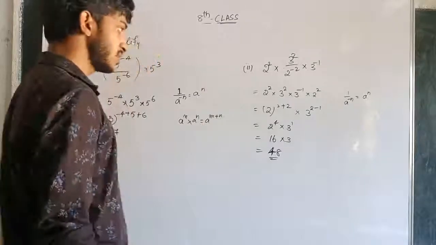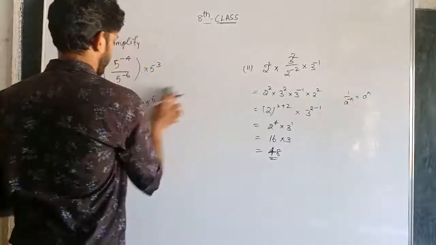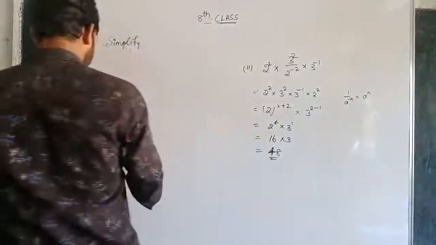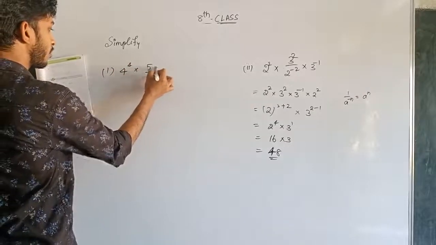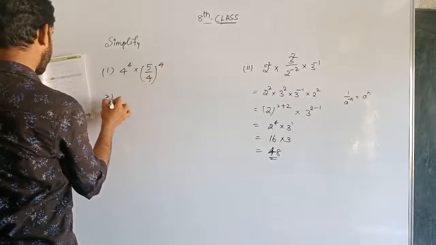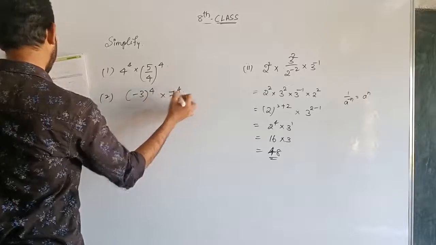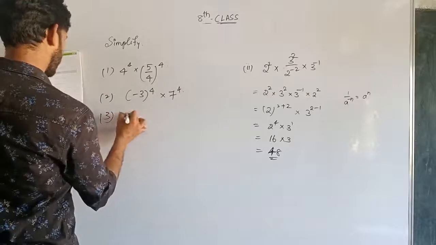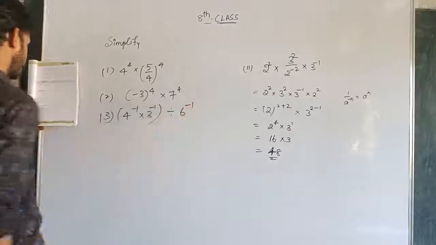Okay, children, in this way we have to solve the questions. Now I will give some homework problems to you. The first one is 4 power 4 into 5 by 4 whole power 4, and the second one is minus 3 whole power 4 into 7 power 4, and the third one is 4 power minus 1 into 3 power minus 1 divided by 6 power minus 1.